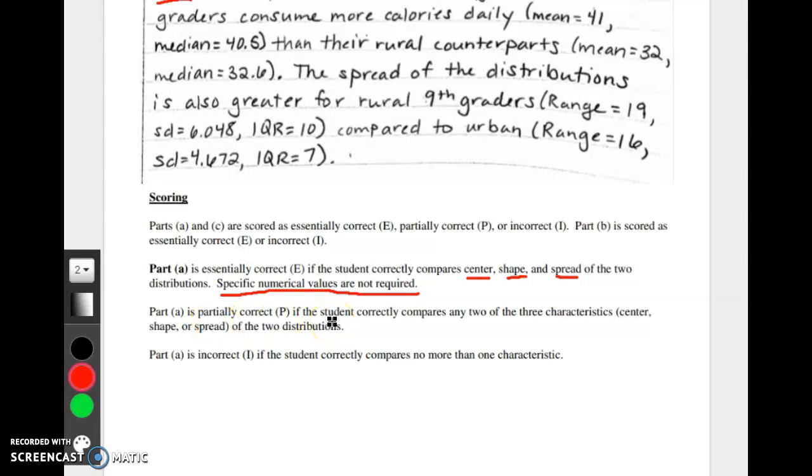Scoring, as I go down, so when I score your questions tomorrow morning, you'll get a partially correct if the student correctly compares any two of those three. So maybe just center and shape, or center and spread, and you forget shape. And then you get no points if you compare one or none.